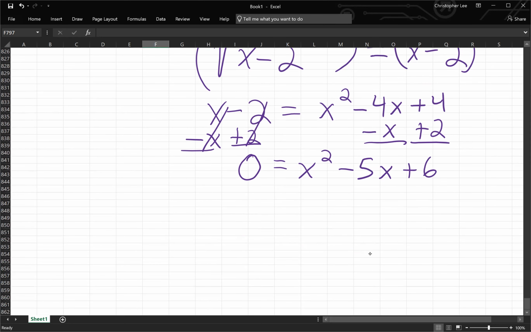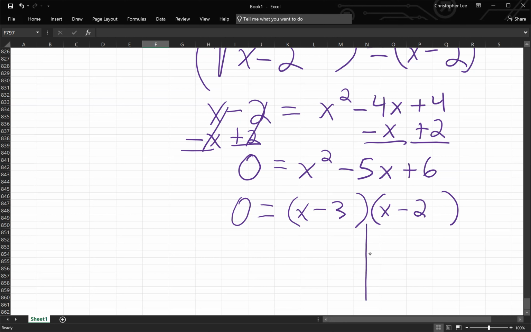All right? After that, you already know, just factor. This is going to be 0 is equal to, help me out, what's this going to be? This is x and x. Then we have x minus 3 is equal to 0 and x minus 2 is equal to 0. And just solve for x.